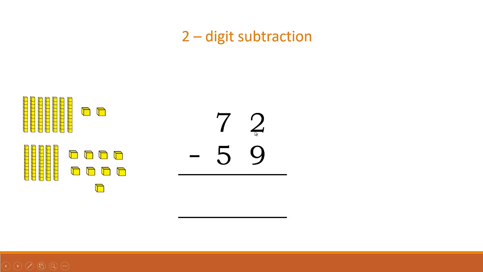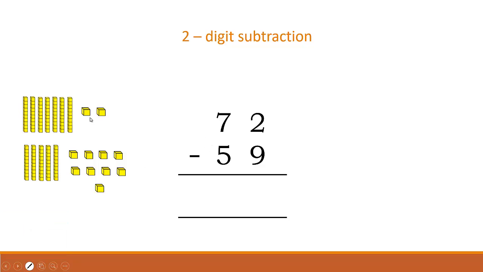Otherwise, what to do? Here we have only 2 ones, and we cannot take away 9 ones from these 2 ones. So what can we do? You can see here, right? There are only 2 ones blocks. How can you take 9 ones blocks from this? It's impossible, right? So what we do, we go to the next place, that is the tens place.